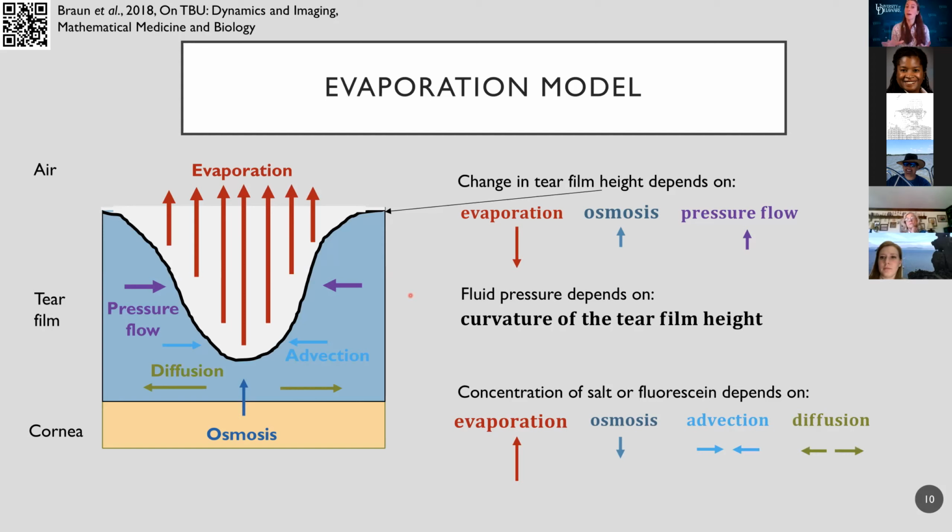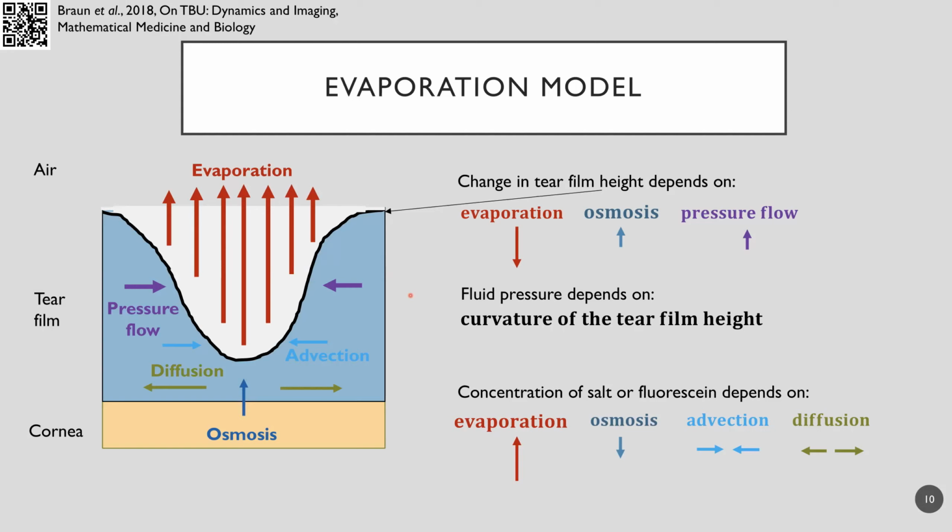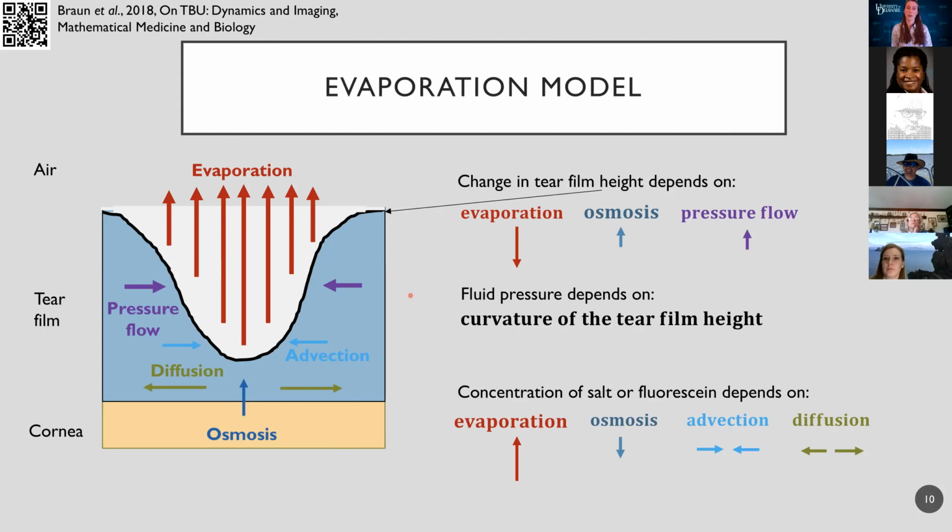So without any equations, this is the gist of the evaporation side of things, the evaporation model, what's going on in the tear film itself. So that's the first mechanism. Now we're going to add in the next one, which is the Marangoni effect due to lipid dysfunction.